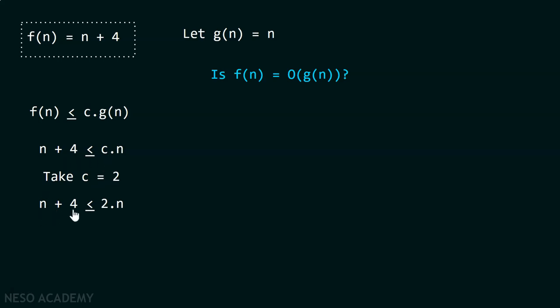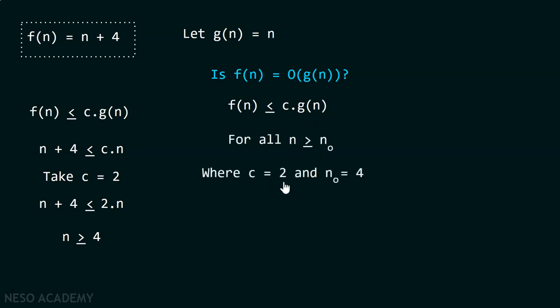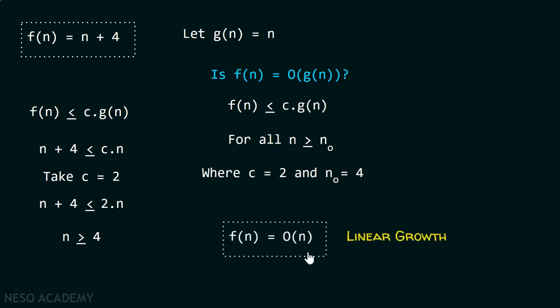I'll simply compare n plus 4 with 2n. After that, what we will get is n greater than or equal to 4. So we can say that Fn is less than or equal to c dot Gn for all n greater than or equal to n naught, where c is equal to 2 and n naught is equal to 4. Here you can see n naught is equal to 4, c equals 2. For these two constants, Fn is less than or equal to c dot Gn. So we can clearly say that Fn is equal to big O of n.